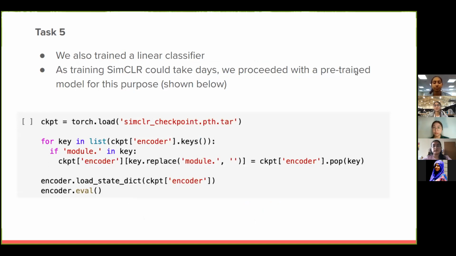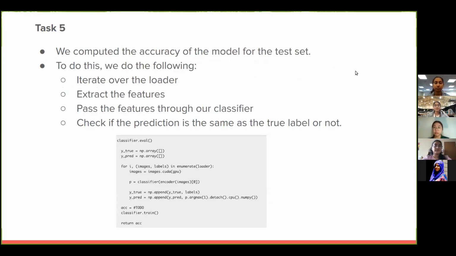In task 5, we trained a linear classifier. Since actually training SimCLR could take several days, we proceeded with a pre-trained model for the purposes of this project, as you can see below. Then our goal was to compute the accuracy of the model on the test set. To do this, we iterated over the loader, extracted the features from it, passed the same features through the classifier, and then checked if the prediction is the same as the true label or not.